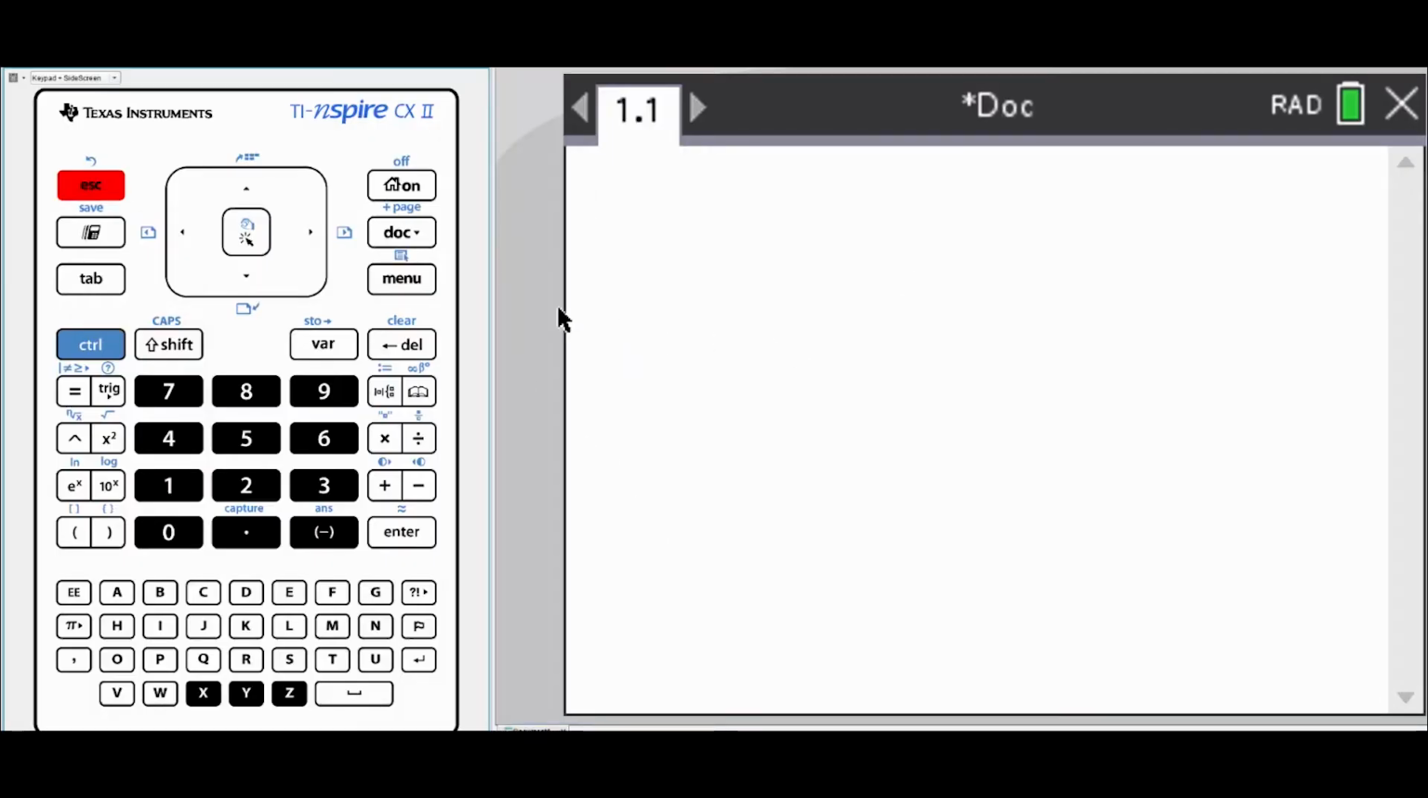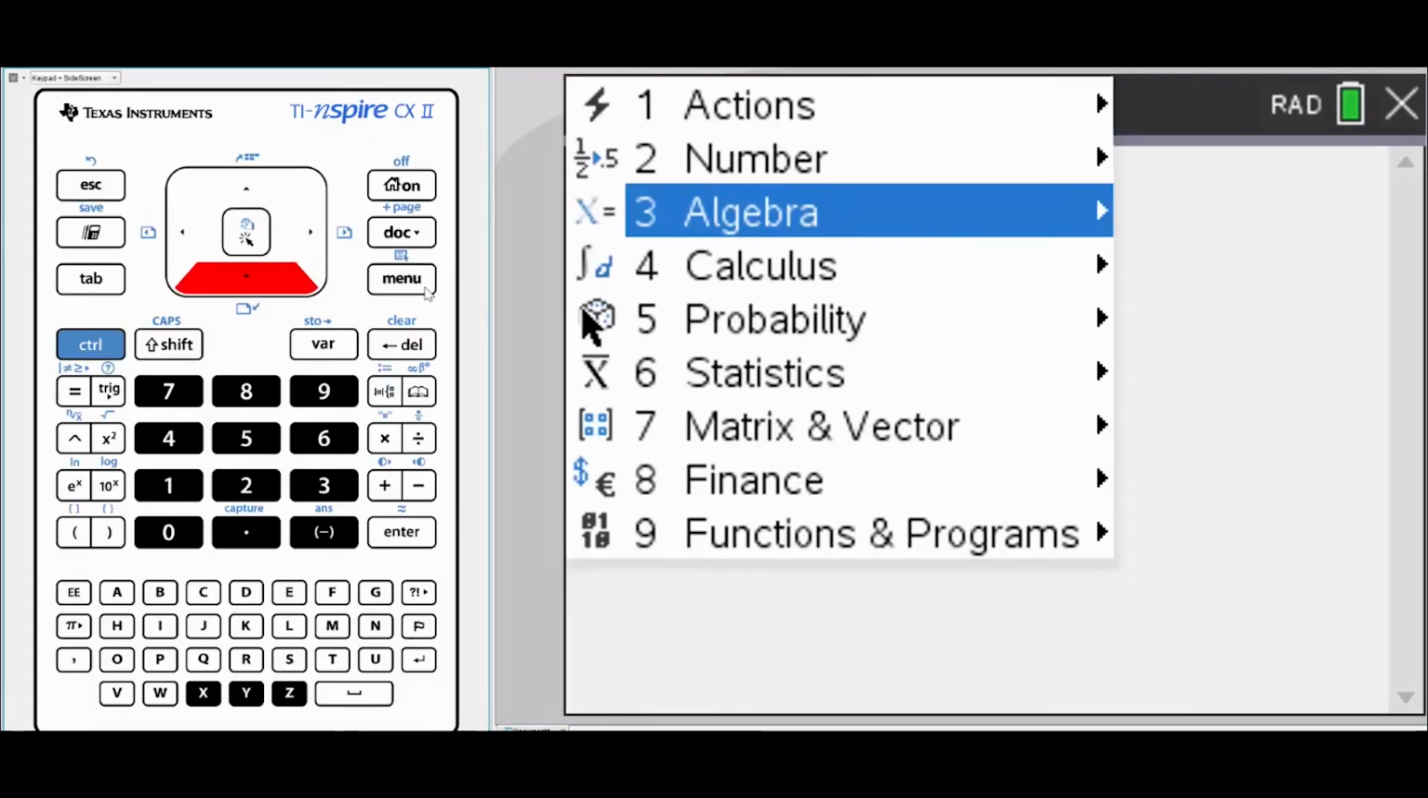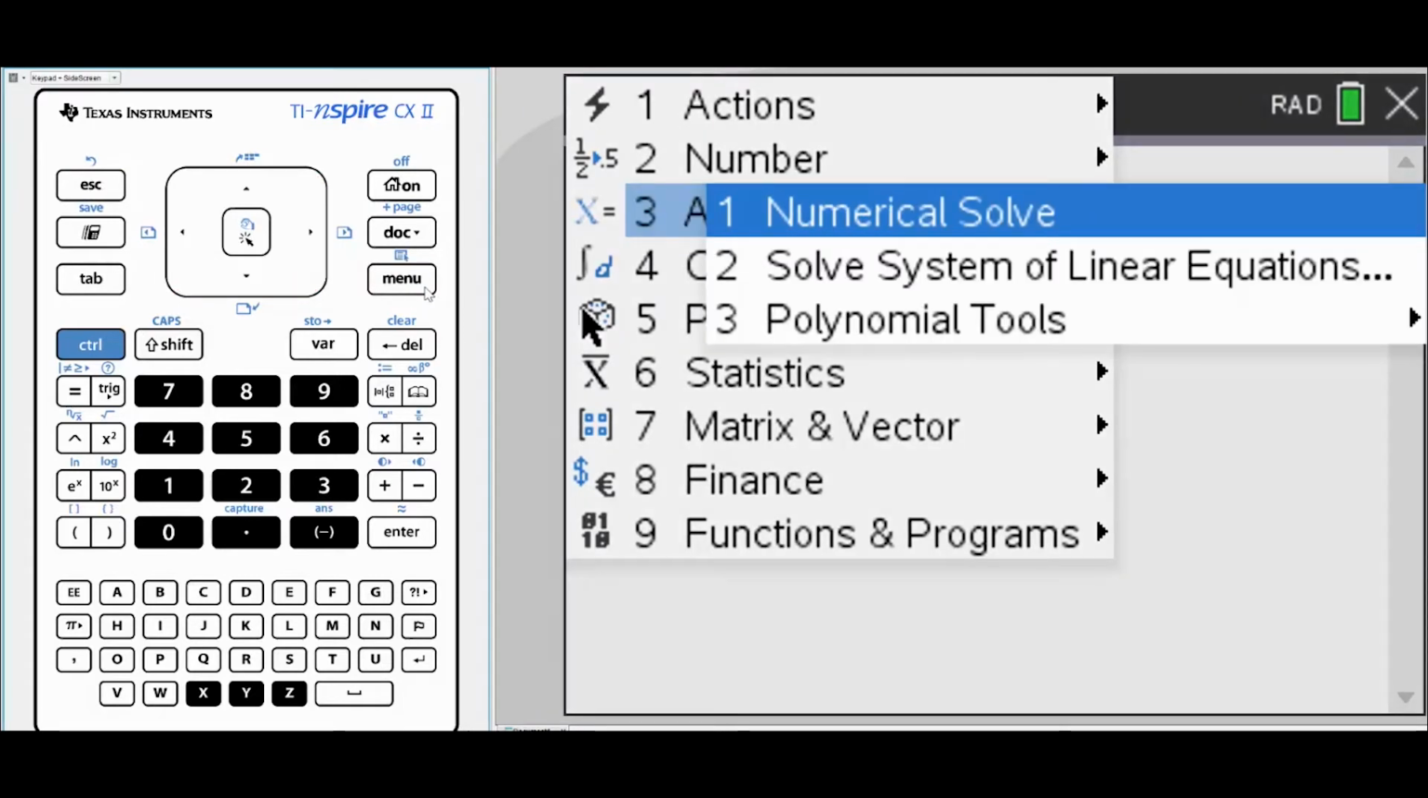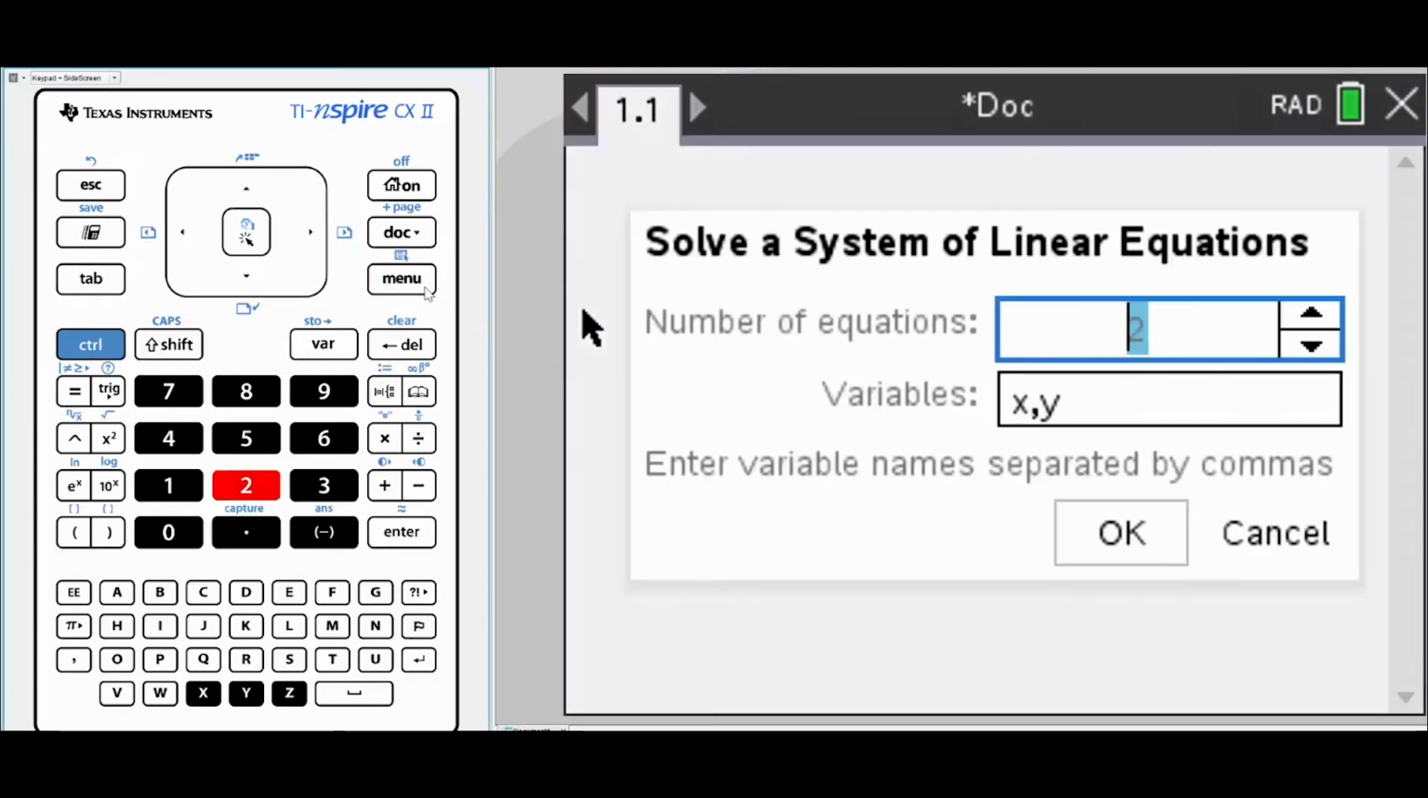So on our calculator, we just need to go to Menu, number 3, Algebra, and then number 2, Solve System of Linear Equations. Number of equations that we've got, which is 3, because we've got an a, b and a c to find. And then in our variables, you can leave it as x, y, z and change a, b and c, or you can change these to a, b and c yourself.